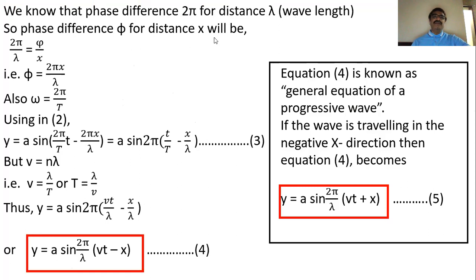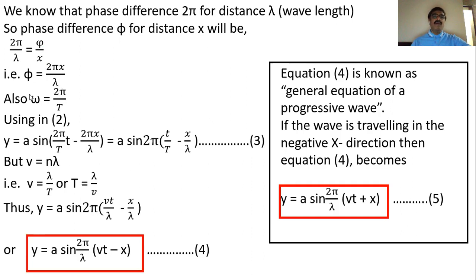Distance traveled is x, and the phase difference is phi. When the distance traveled is lambda, the phase difference is 2 pi, so we have 2 pi by lambda. Phase difference is phase divided by distance. In this case, phase is phi and distance traveled is x, so it is phi by x. So 2 pi by lambda equals phi by x. From this equation of proportion, we find phi equal to 2 pi x by lambda.